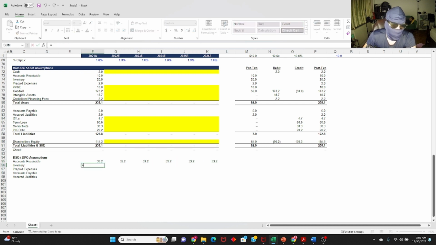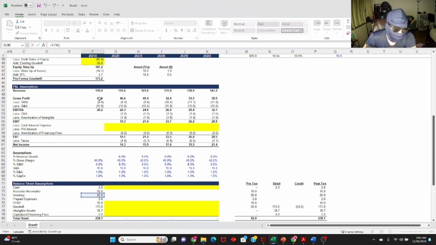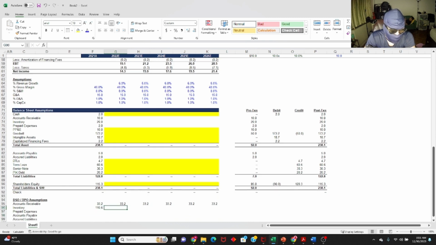Your inventory is going to be very similar, except it's going to be a percentage of COGS, right? So it's going to be your inventory amount divided by your COGS. And here you just have your gross profit and your revenue. So it's just going to be your revenue minus your gross profit. It's going to get you COGS. And divide by that times 365. We're going to flatline that going forward as well.